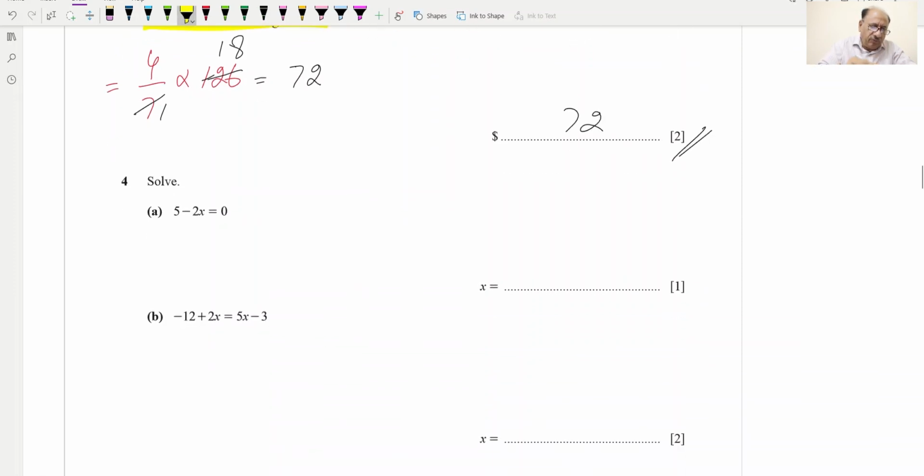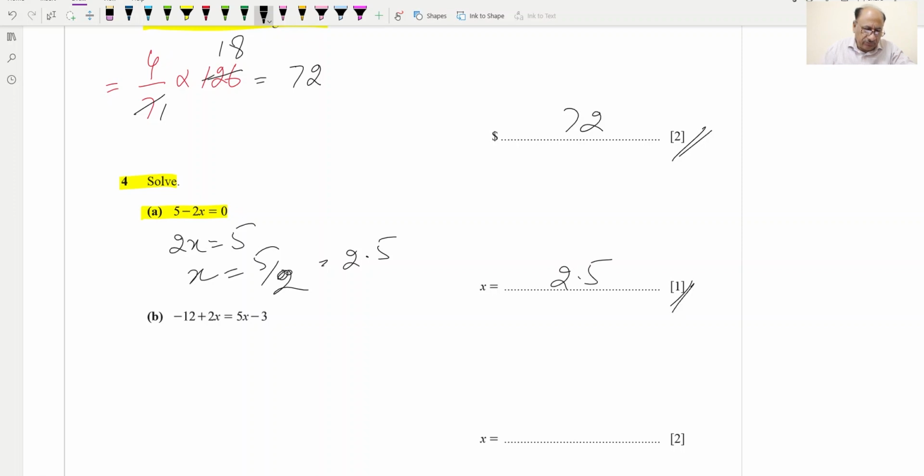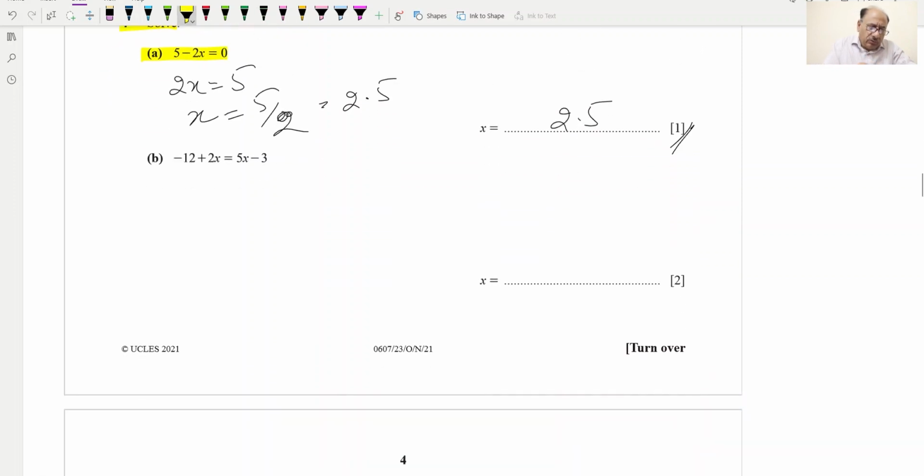Now question number 4, we need to solve this algebraic equation. We will send this minus 2 to the other side, and it will be 2x is equal to 5. x will be equal to 5 by 2. 5 by 2 we can write as 2.5 in decimal format, and 2.5 will be our answer for 1 mark.